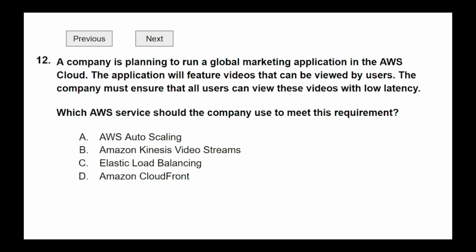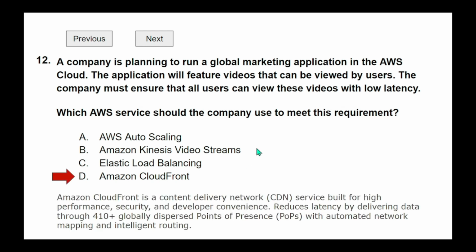Well, Amazon CloudFront is a content delivery network. Amazon CloudFront is a content delivery network service built for high performance, security, and developer convenience. It reduces latency by delivering data through the 410 plus globally dispersed points of presence with an automated network mapping and intelligent routing.